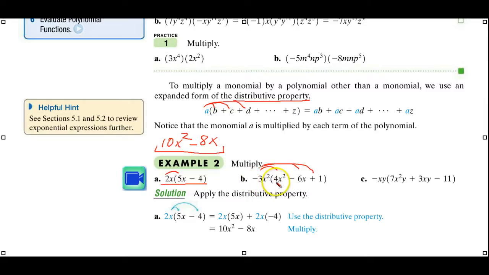So a negative 3 times 4 is a negative 12. X to the second times x to the second, we add our exponents, x to the 4th. Now a negative 3 times a negative 6, that's going to give us a positive 18. X to the second times x, x to the 3rd. And then this monomial times a positive 1 just becomes that.